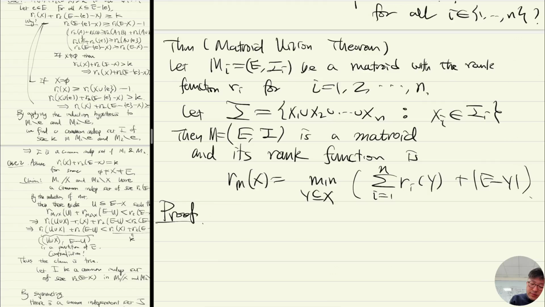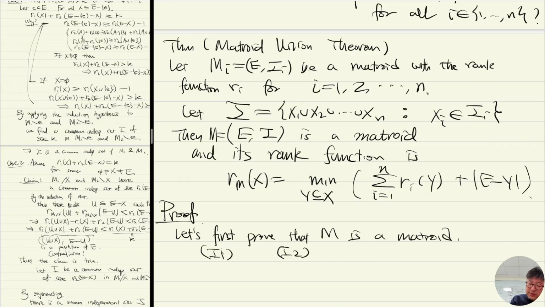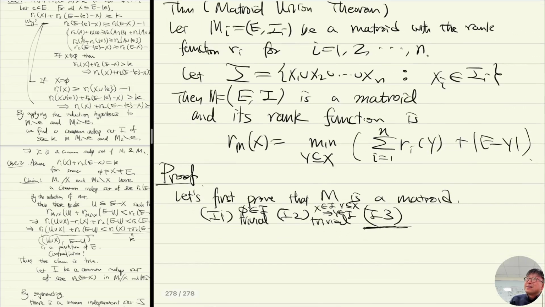Now let's first prove that M is a matroid. To prove that M is a matroid, we need to prove I1, I2, I3. But I1 is trivial. Remember, the empty set is in I. That's what we want to prove. I2 is also trivial, because if X is in I and Y is a subset of X, then Y is also in I. That's what we want to prove. So what's left is I3.